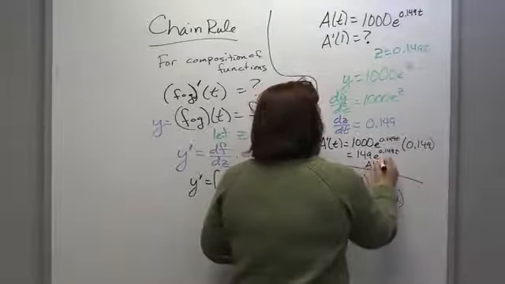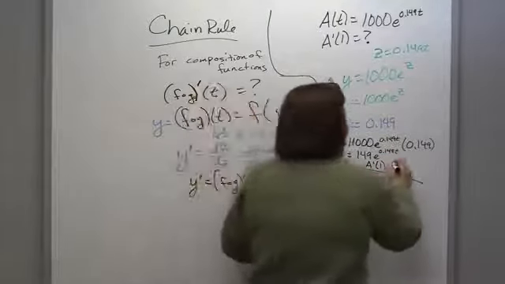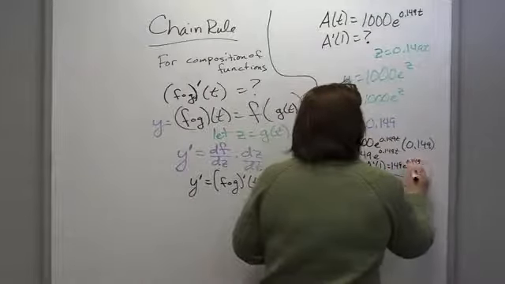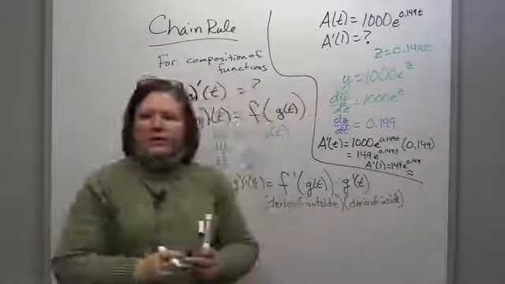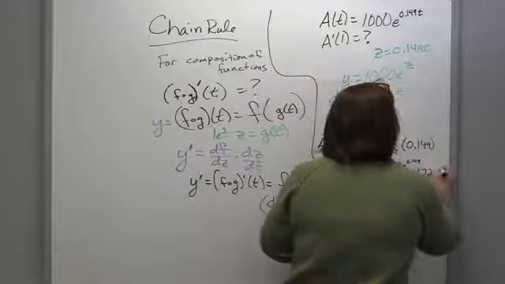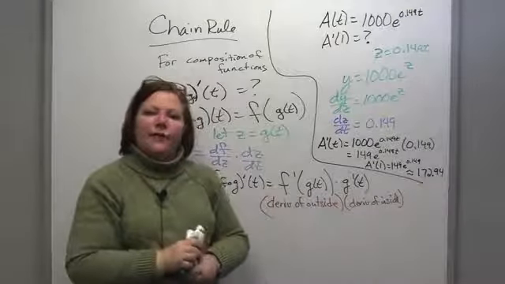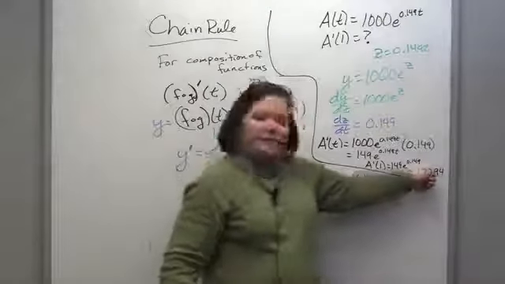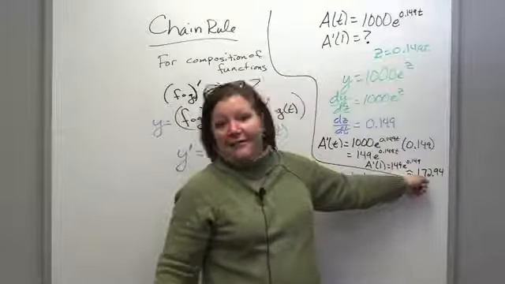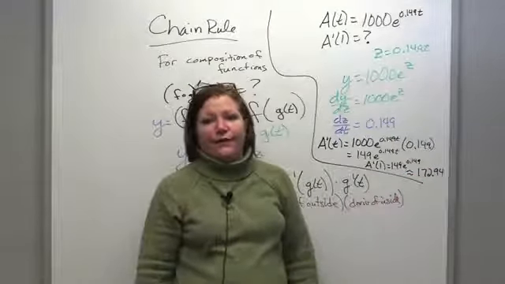So if we were asked what A prime of 1 was, it's 149 e to the 0.149, which if we go to a calculator, it is about 172.94. So if this were a growth problem for an investment and t was in years, our rate of change at 1 year would be about $172.94 per year.